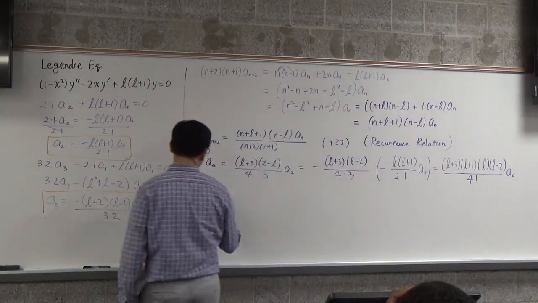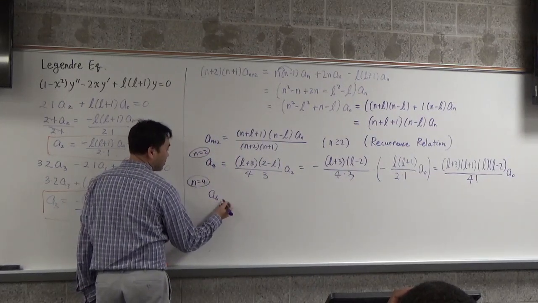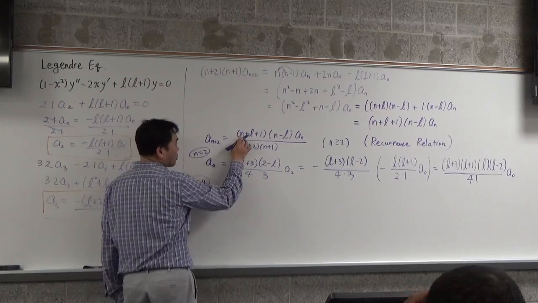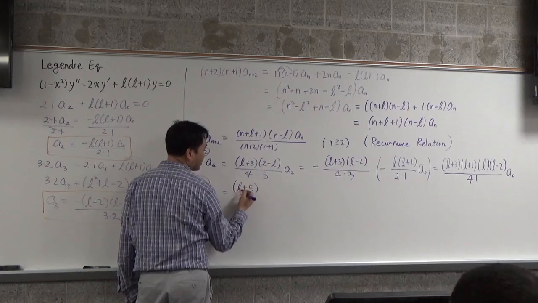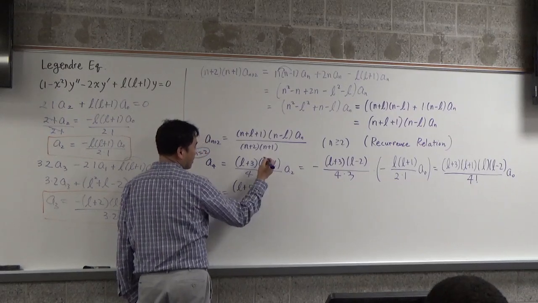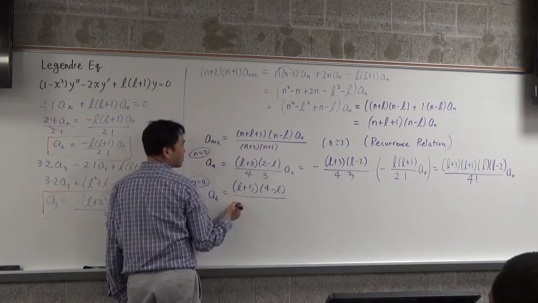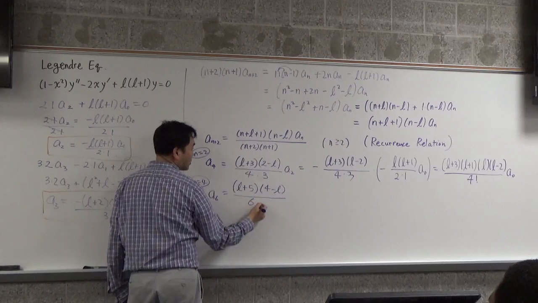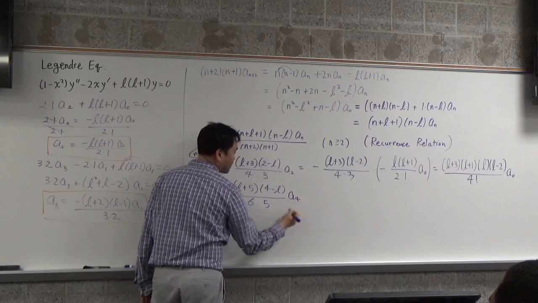Now we're going to plug in n equals 4, which is A6. That gives you 4 plus 1, that's 5. So you have L plus 5, and then 4 minus L over 4 plus 2 is 6, 4 plus 1 is 5, A4.